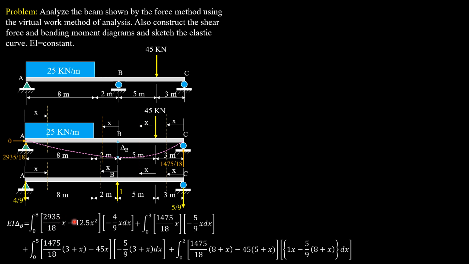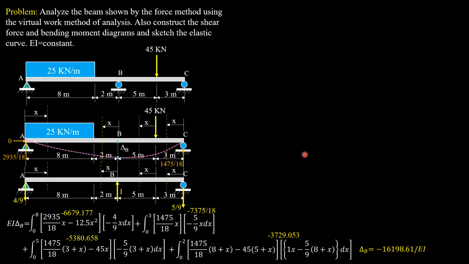So the value of the integral here is negative 6679.177. The second integral, negative 735 over 18 here, is negative 5380.658, and here negative 3729.053. So combining, delta B is equal to negative 16198.61 over EI.